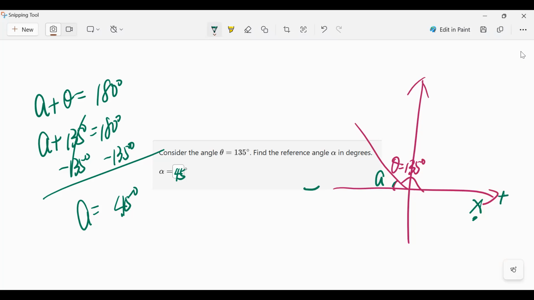Very good question though, Alva. This is a very good point, a very good observation. Only the second or third quadrant is going to intersect with the negative side of the x-axis. The first and fourth quadrants intersect with the positive side of the x-axis. That's exactly how that goes. Two different types of reference angle.